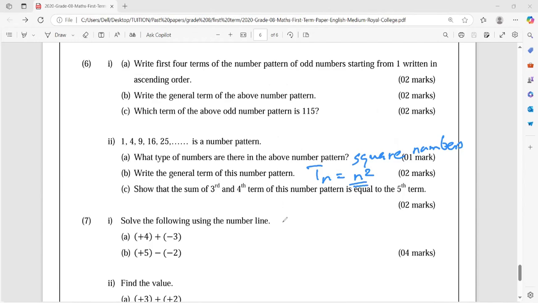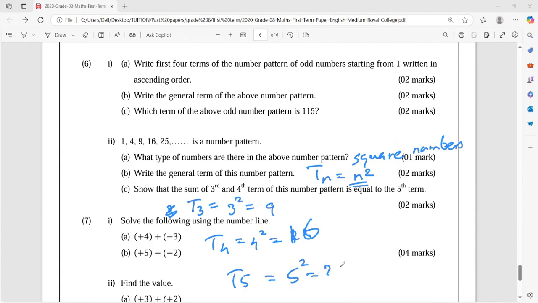Now show that the sum of the third and fourth terms of this number pattern is equal to the fifth term. Okay, let's take T3 is equal to 3 squared. This is equal to 9. T4 is equal to 4 squared. This is equal to 16. And T5 is equal to 5 squared. This is equal to 25. Therefore, let's add T3 plus T4, which is equal to 9 plus 16. Then you get 25, which is equal to T5. Then you can show the answer. This is the perfect answer for this.